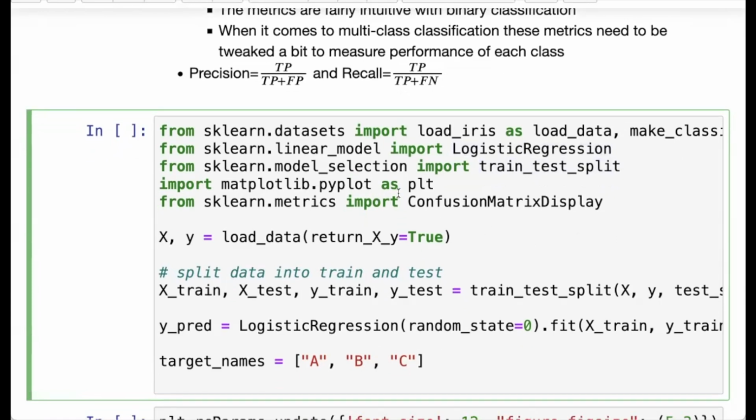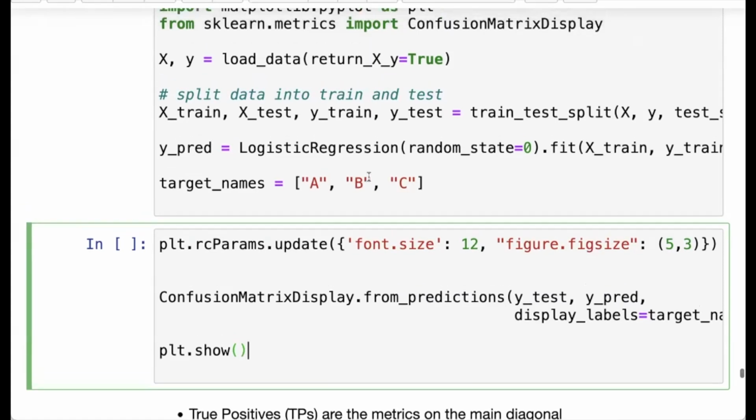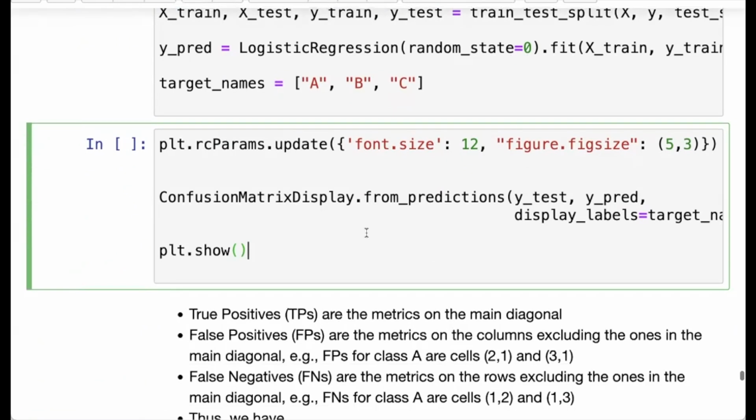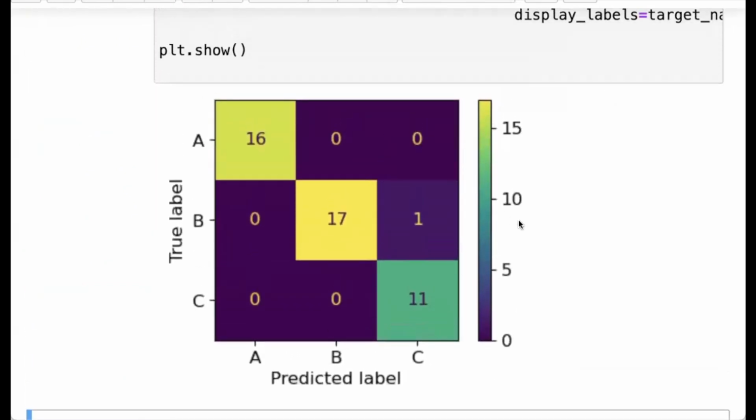And then we're going to use confusion matrix display this time. We're going to use confusion matrix display from predictions and provide these actual test values or labels and the predicted labels. The only difference here is that instead of using the names of these species, I'm using these names A, B, C, because this makes it a little bit easier to understand the structure of these confusion matrices that we have.